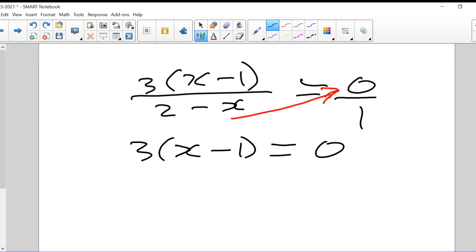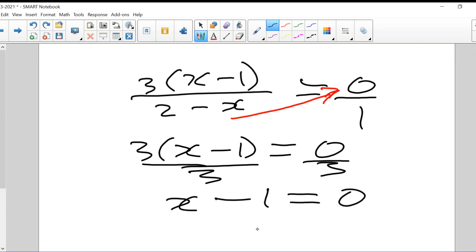So really, when we have a rational function and we're trying to find the x-intercept, we should just focus on the numerator. Whatever makes the numerator equal to 0 would be the x-intercept. And what makes this numerator equal to 0? Well, you can divide both sides by 3 if you like, and you're still going to have 0 on the other side. So x minus 1 equals 0. So therefore, x is equal to 1 is what Janaya just said is the x-intercept.